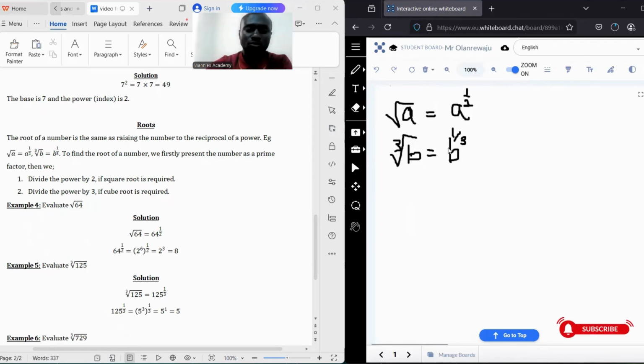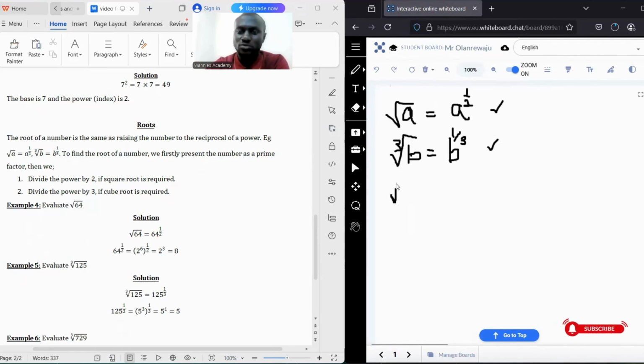Now, how do we use this? To find the root of a number, we first present the number as a prime factor. Then, we divide the power by 2 if the square root is required, as in the first one here. Then, we divide by 3 if the cube root is required, as described in this second part. We look at example 4.